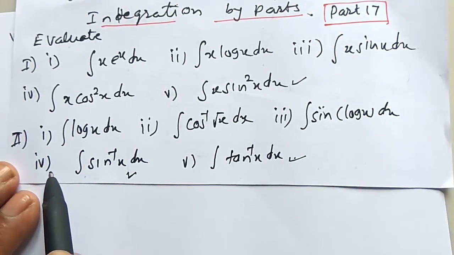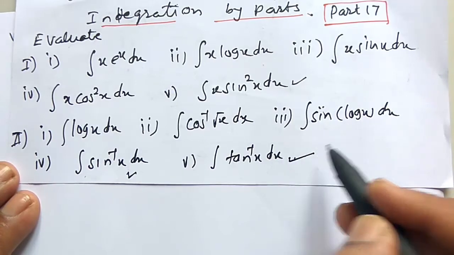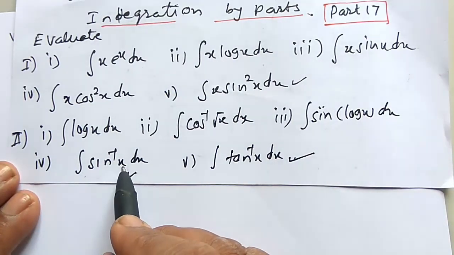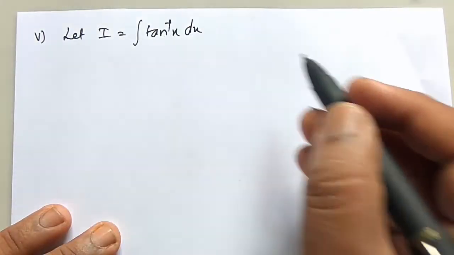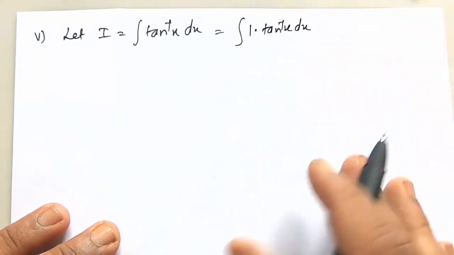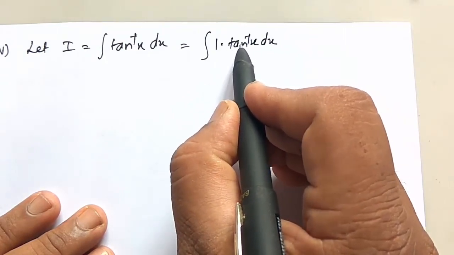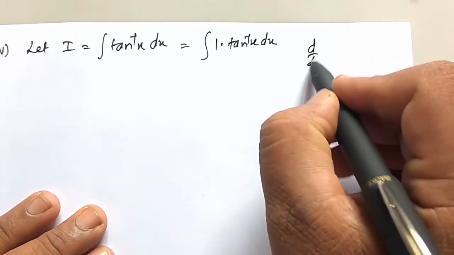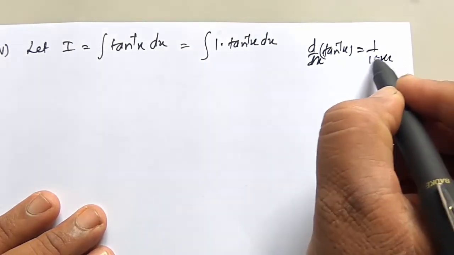Next, number 4 is integration of sin inverse x dx, and 5 is integration of tan inverse x dx. I will solve the fifth one, and the 4th is left to you as an exercise. So number 5, let I is equal to integration of tan inverse x dx. Now I can write this as 1 into tan inverse x dx. We don't know the integration of tan inverse x, but we know the derivative of tan inverse x. Derivative of tan inverse x is equal to 1 upon 1 plus x square.